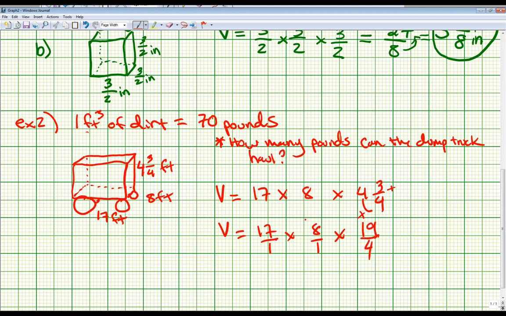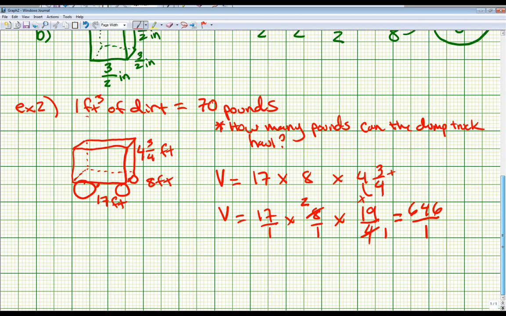All right, well, let's take a look here. Can we do any canceling? Well, we can. This 4 can cancel and make it 1, and this 8 would make it 2, because 4 can go into 4 once, 4 can go into 8 twice. So now we have all 1s on the bottom. So 1 times 1 times 1 is 1. We have 17 times 2, and we take that and multiply it by 19. Doing that gives us 646.